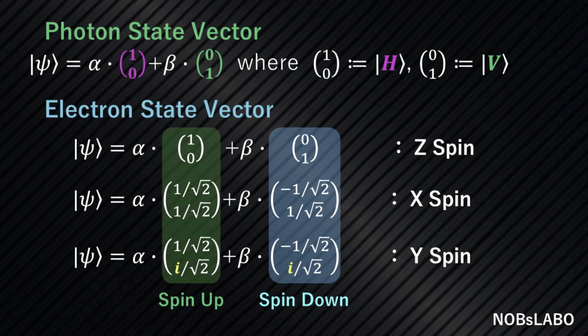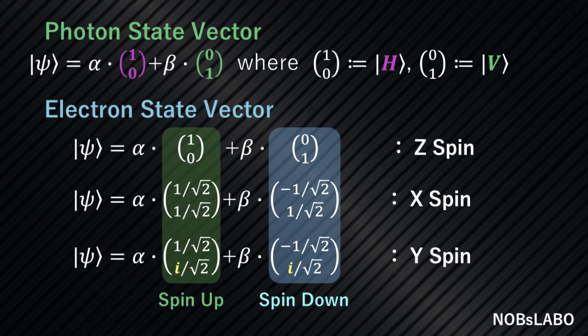In the case of photon polarization, we usually define the vector (1, 0) as the basis vector representing the horizontal direction and the vector (0, 1) as the basis vector representing the vertical direction. The state vector of a photon polarization in a superposition state is represented by alpha times vector (1, 0) plus beta times vector (0, 1). When a photon's polarization is collapsed by a polarizing filter, the probability of it being horizontally polarized is alpha squared, and the probability of it being vertically polarized is beta squared.